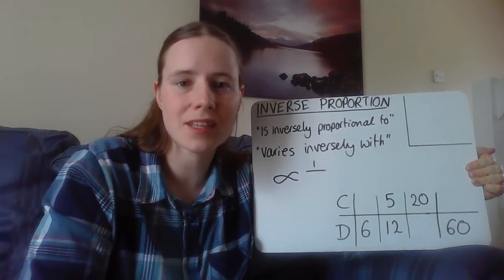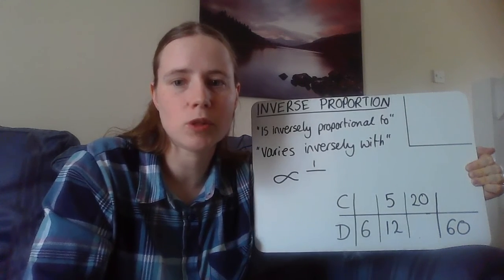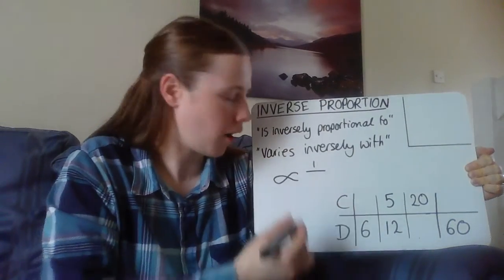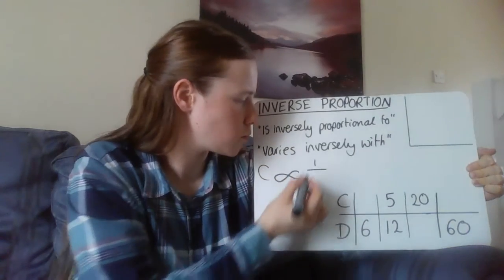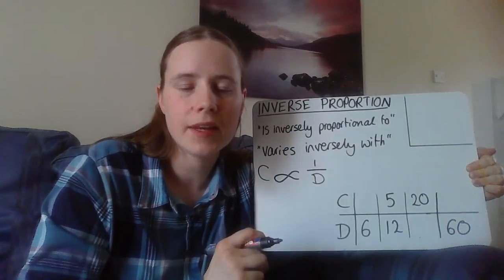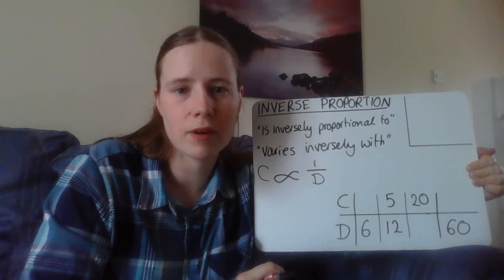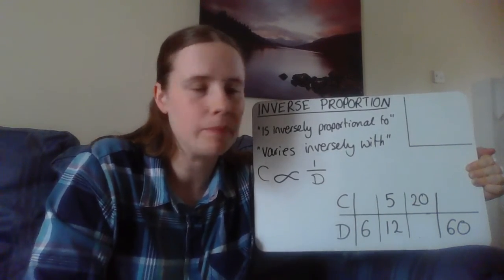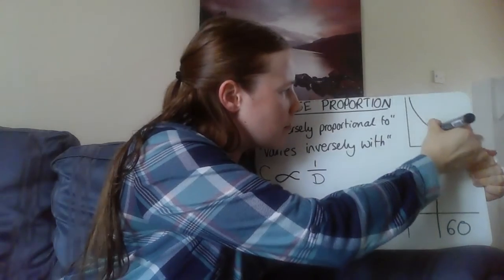So for example, if I said A is inversely proportional to B, or C is inversely proportional to D, I could say that C is proportional to 1 over D. Okay, so it's a little bit different. The graph of an inverse proportion relationship also looks different. You will end up with a rectangular hyperbola, which looks like this.